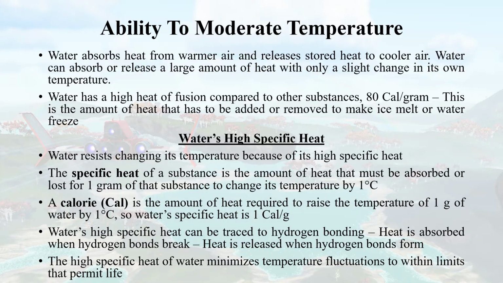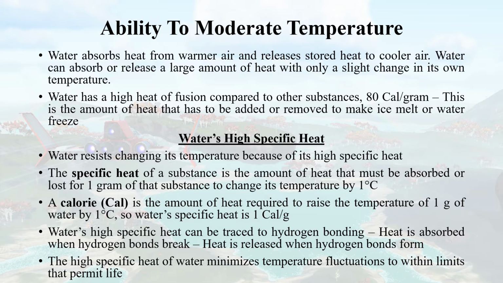Ability to moderate temperature. Water absorbs heat from warmer air and releases stored heat to cooler air. Water can absorb or release a large amount of heat with only a slight change in its own temperature. Water has a high heat of fusion compared to other substances. It is 80 calories per gram. This is the amount of heat that has to be added or removed to make ice melt or water freeze.